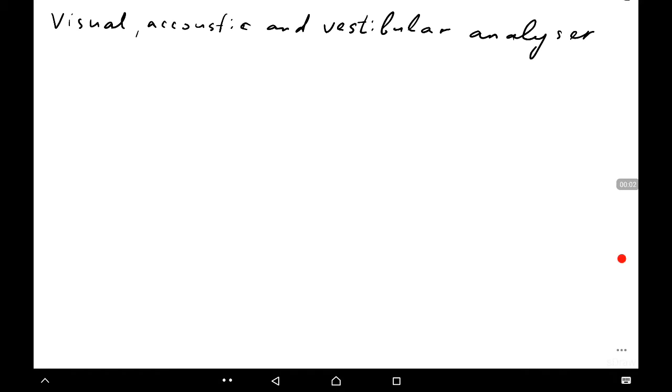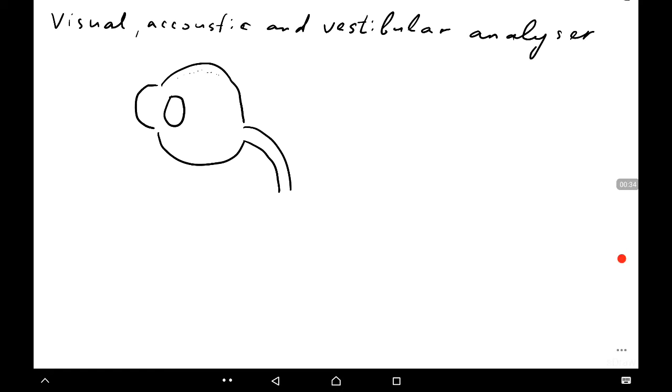So, the visual analyzer, peripheral part: receptors in the eye, in the retina. We will describe the structure of an eye. In an eye we have the lens, the cornea, the optic nerve, and the retina.